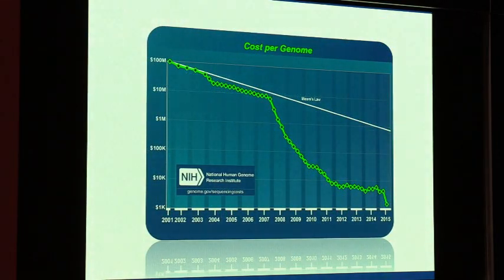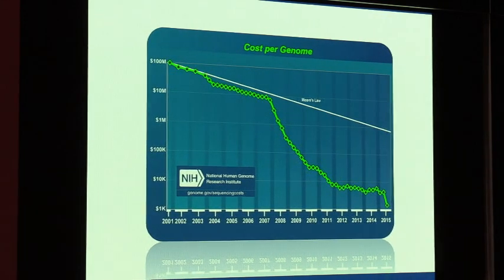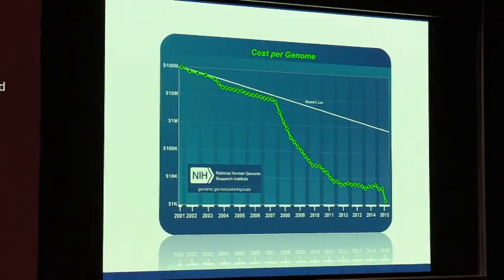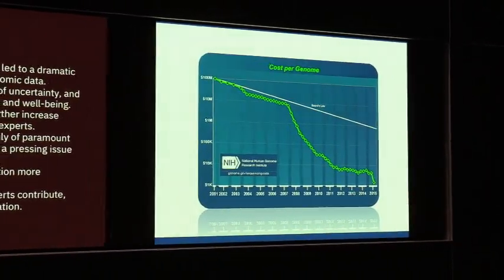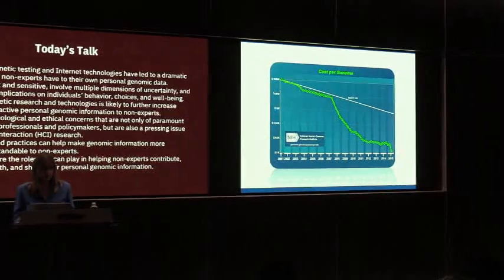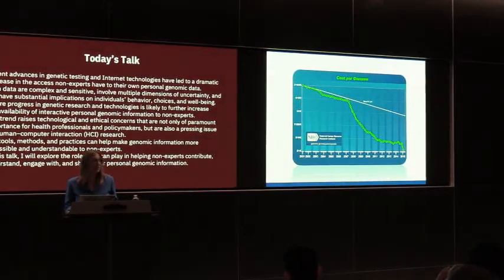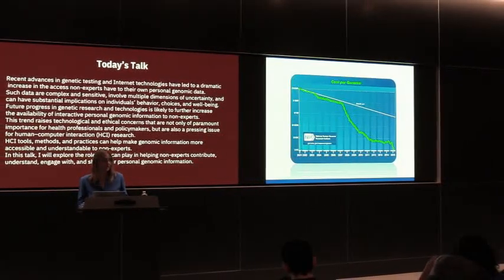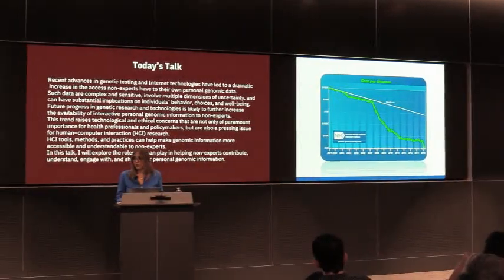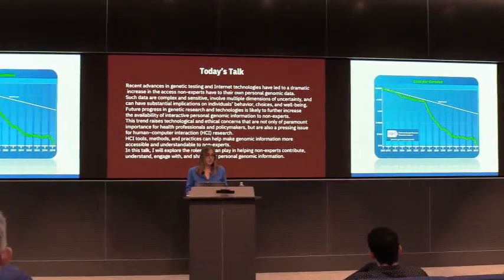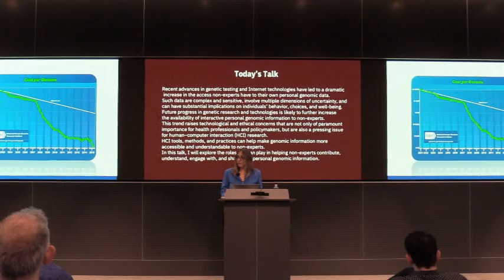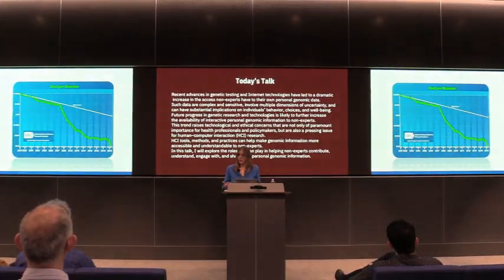I like to start with this graph because it describes how the cost of sequencing a human genome drops at a rate much higher than Moore's law. The gray line is Moore's law, and the green line here is the cost of sequencing a human genome. We see that in 2001, sequencing the human genome cost about 100 million dollars, and today you can sequence your genome for about $1,000. That obviously contributes to an increased number of people that have direct access to their own genomic data.